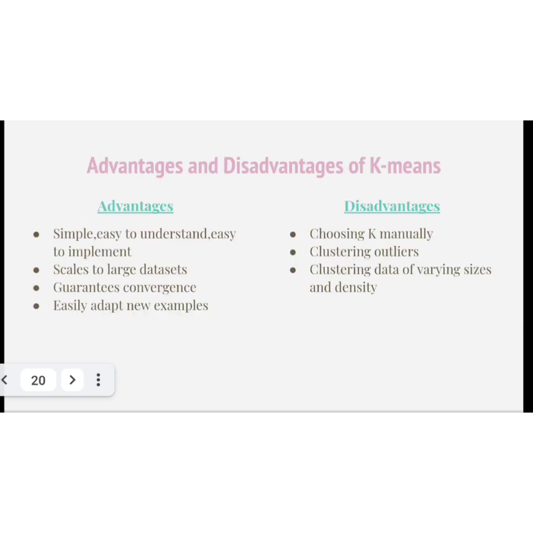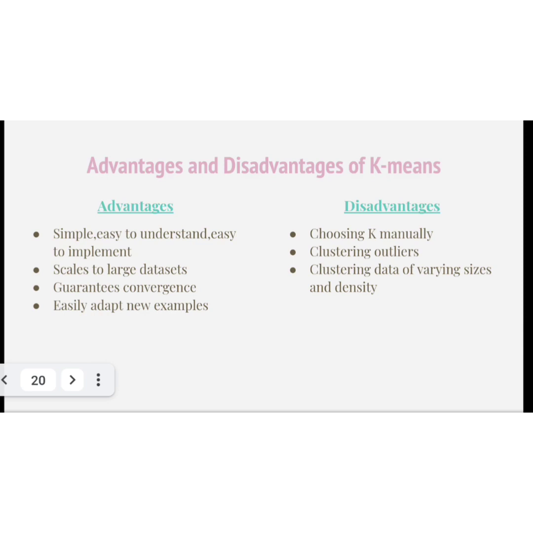Now coming to the advantages and disadvantages of k-means. First, let's look into the advantages. K-means is very easy and simple to understand as well as to implement. So that's an advantage, and it will scale up to large data sets also. And convergence is always guaranteed in the k-means process. Now it's also easy to adapt to new examples in case of k-means.